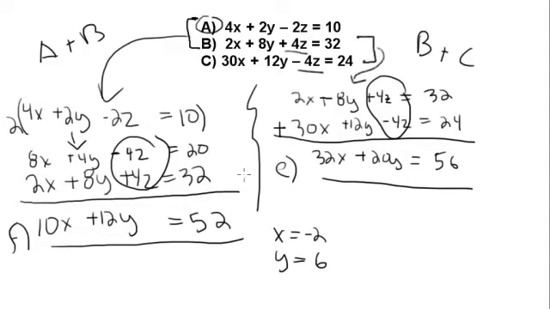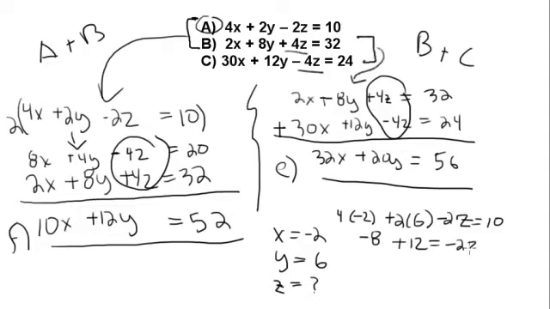Okay, so we found from our prior work that x equals negative 2, y equals 6. All we need to figure out now is what is z. We can take negative 2 and 6 and put them into any equation that we want to figure that out. So let's try equation A. Just punch it in there: 4 times negative 2 plus 2 times 6 minus 2z equals 10.